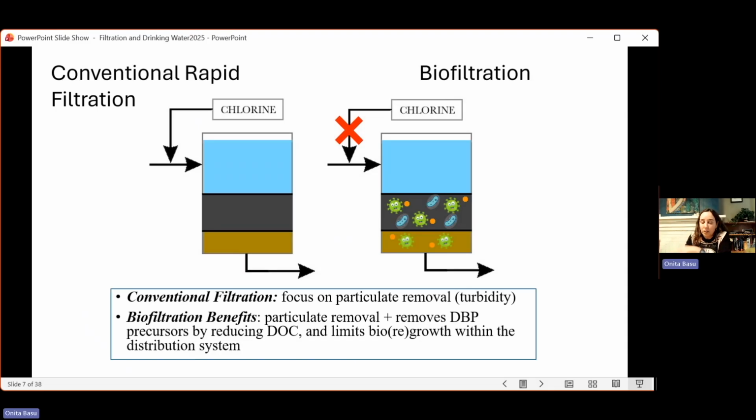Biofiltration looks at allowing for the growth of beneficial microbes within the filter system so that we get particulate removal and we get the removal of disinfection byproduct precursors. That's the DBP that's listed on the diagram, by reducing the DOC, the dissolved organic carbon that's present. And then it also limits bioregrowth within the distribution system. So there's lots of benefits to biofilters versus just conventional filtration. Someone should 100% ask me, why doesn't everyone just use biofiltration at the end of this talk?